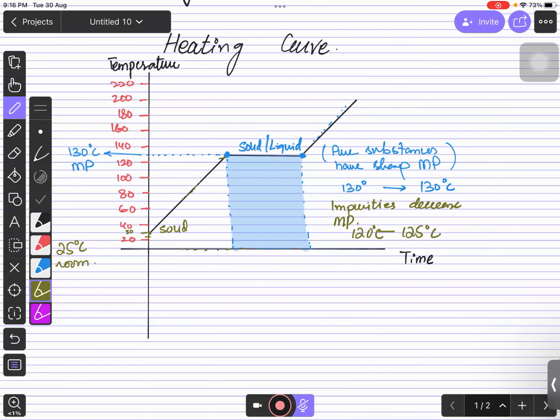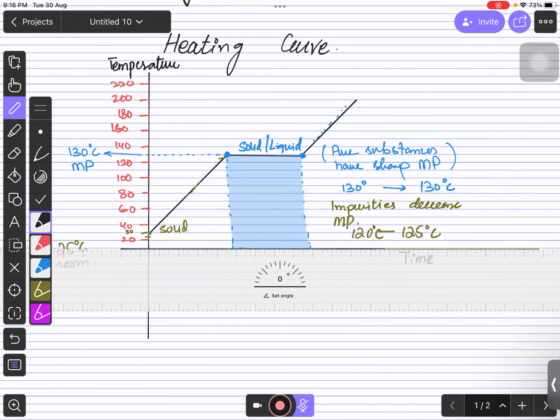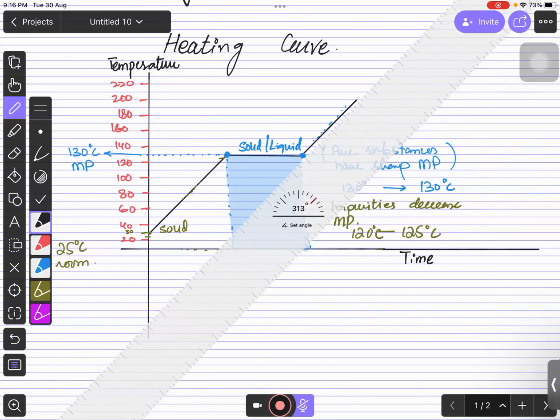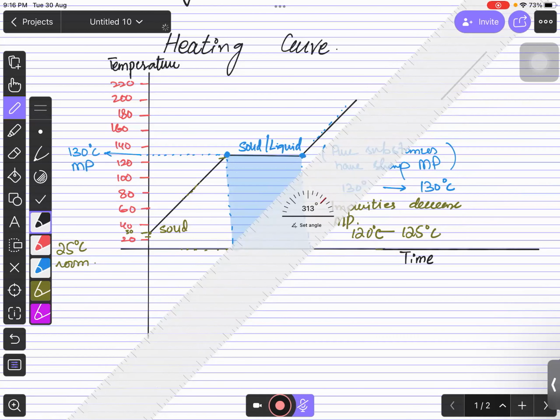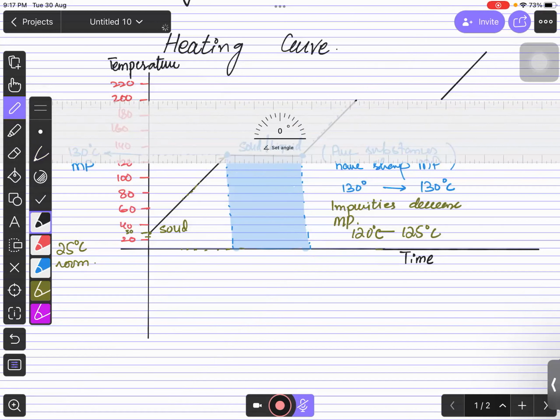Okay, one more thing, bacho. If you keep heating this substance, it will convert into the gaseous state as well. For example, if I increase the time of heating, definitely the substance is going to boil as well. So you can even find out the boiling point of this substance as well.